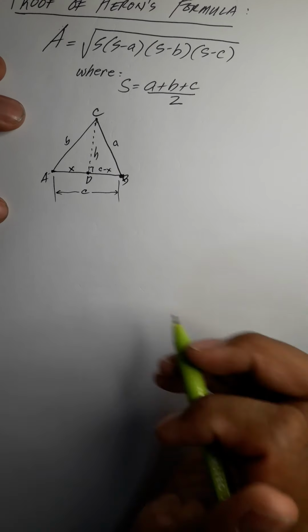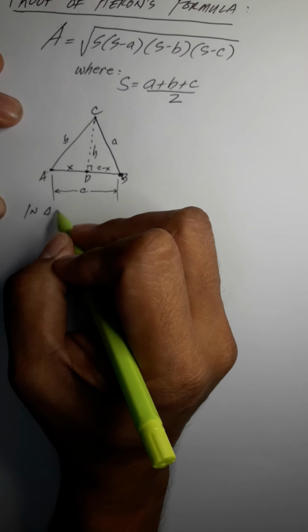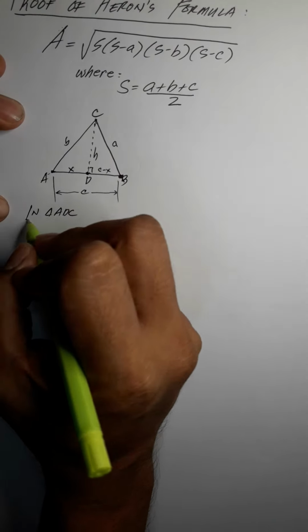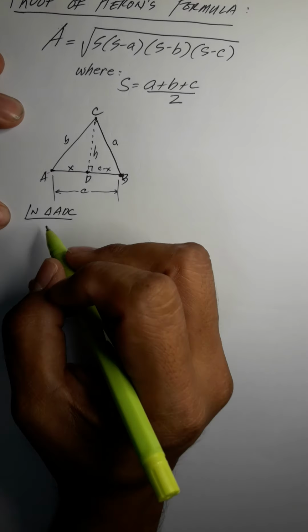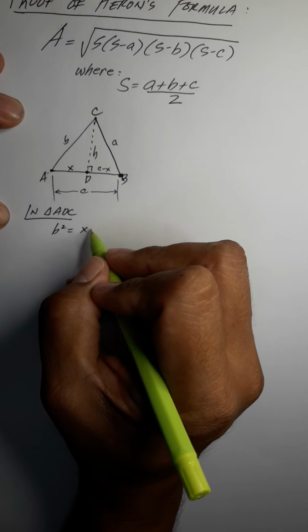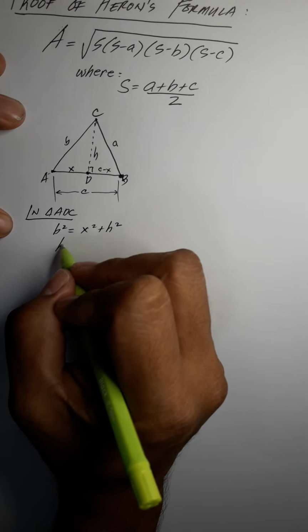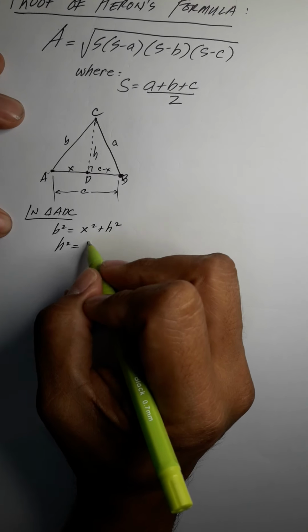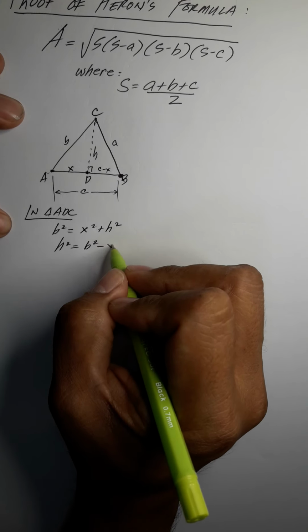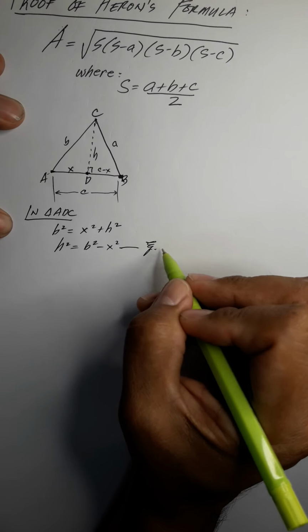Now in triangle ADC, using the Pythagorean theorem, we have b squared is equal to x squared plus h squared. So h squared is equal to b squared minus x squared. This will be our equation 1.